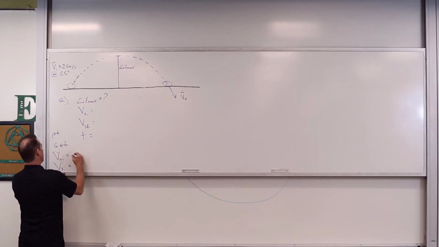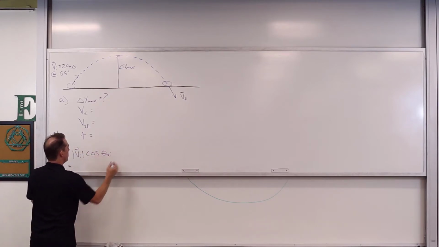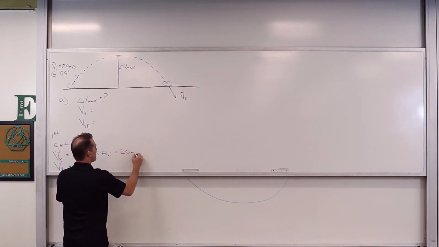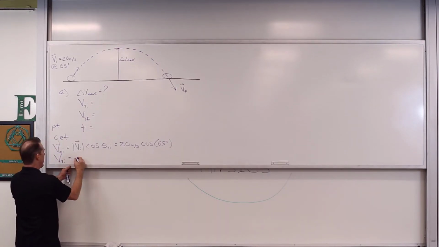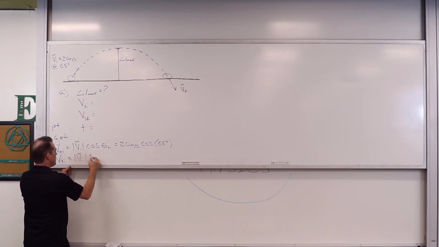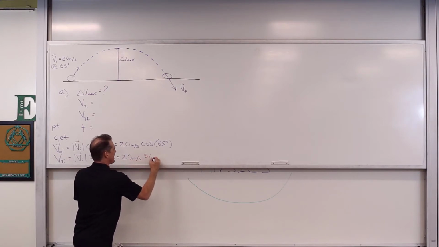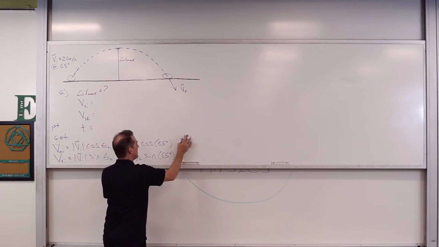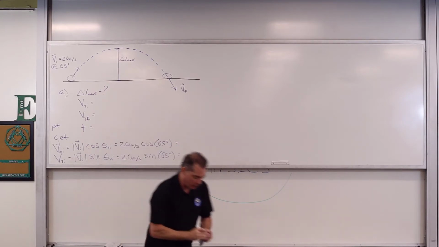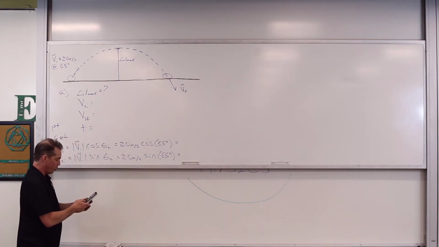So Vx initial is equal to the magnitude of V initial times the cosine of theta V initial, which is equal to 20 meters per second times the cosine of 65 degrees. And Vy initial is the magnitude of V initial times the sine of theta V initial, which is 20 meters per second times the sine of 65 degrees. We'll just get both of them because we're likely going to need them, even though we only need Vy initial for this particular part. We just do them both.